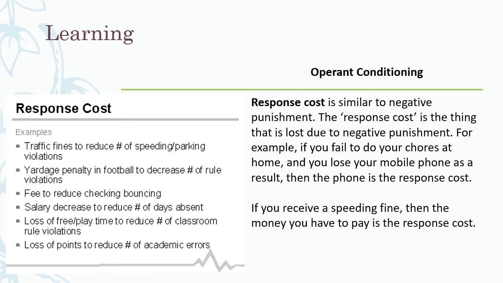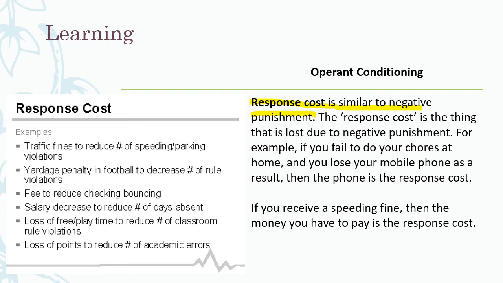Now, a part of this is response cost, and it's very similar to negative punishment. So the response cost is the thing that is lost due to negative punishment. For example, if you fail to do your chores at home and you lose your mobile phone as a result, the phone is the response cost. If you receive a speeding fine, then the money you have to pay is the response cost.